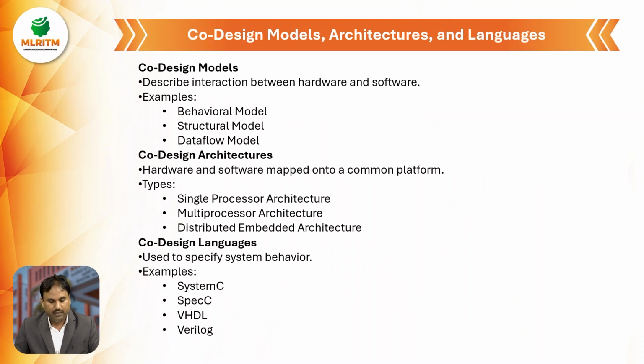Co-design models describe the interaction between hardware and software. For example, behavioral model, structural model, data flow model. Co-design architectures: hardware and software mapped onto a common platform. There are some types of common platforms like single processor architecture, multiprocessor architecture, distributed embedded system architecture. Co-design languages are used to specify system behavior. Examples: SystemC, SpecC, VHDL, and Verilog.